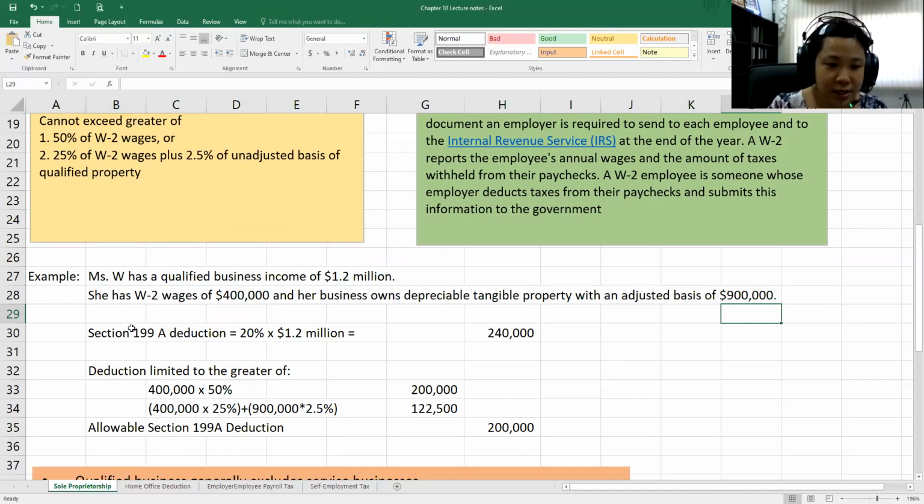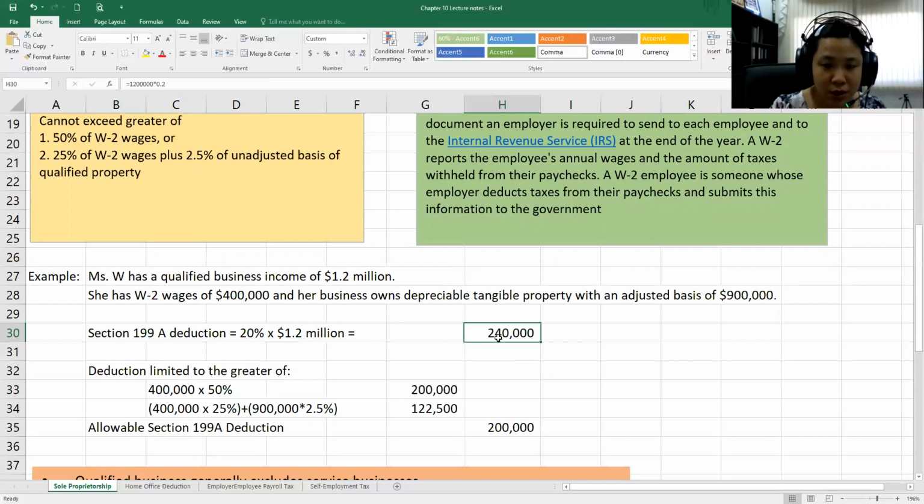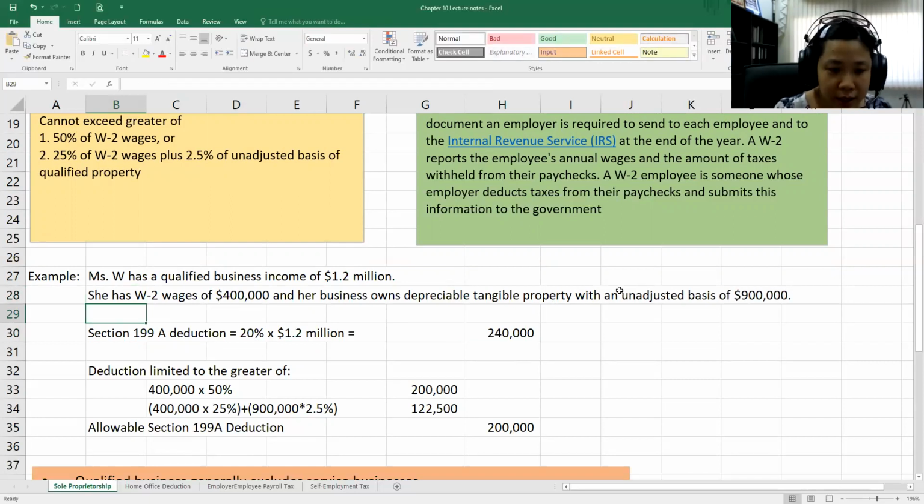Let's look at the section 199A deduction. She's supposed to deduct 20% of her qualified business income. So 20% times 1.2 million will give you 240,000. And then the deduction is limited to the greater of one, which is 50% of her W2 wages.